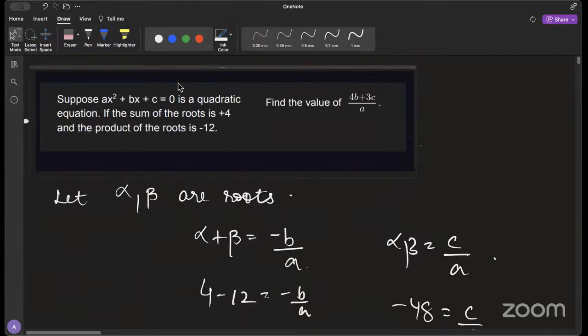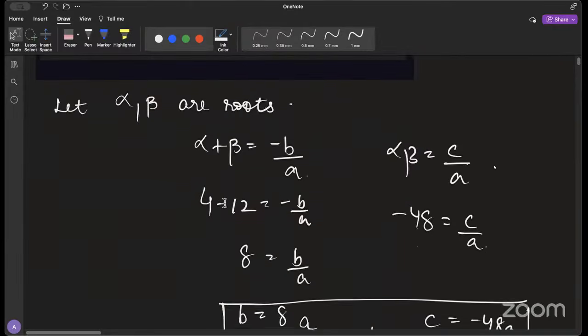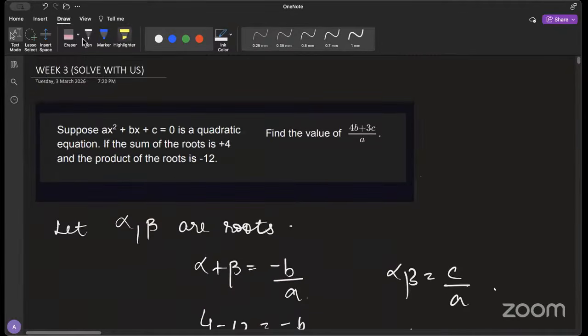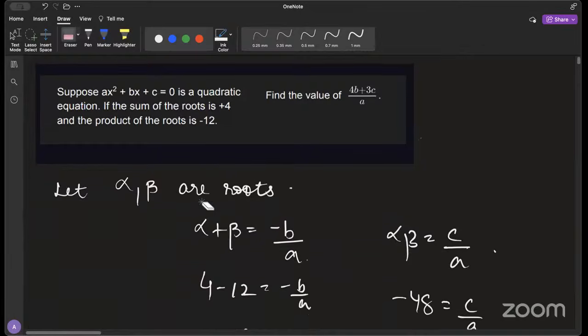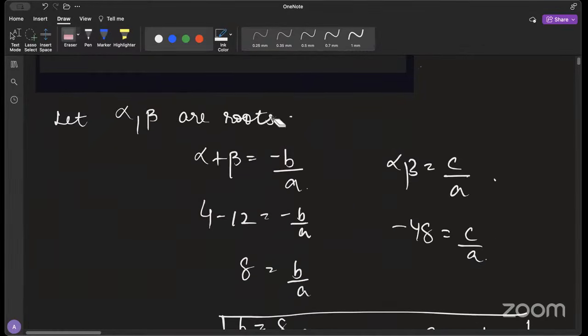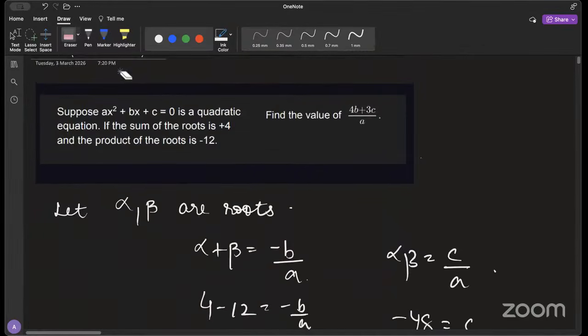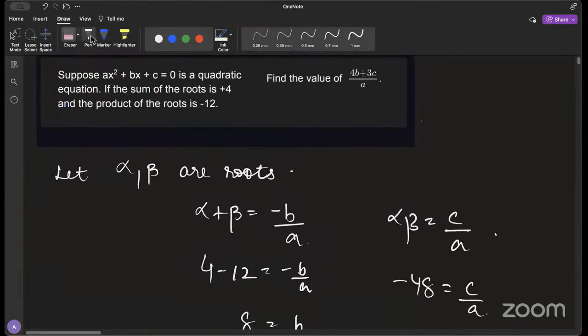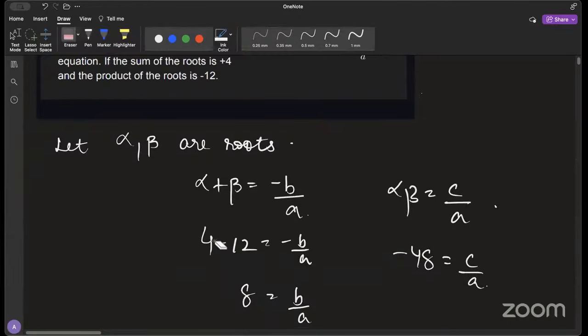Yes, ma'am. I thought the sum of the roots is already given as plus 4. So alpha plus beta should be equal to 4, so b is equal to minus 4a. Thank you. I thought that these values are not some of it, it's given to you.